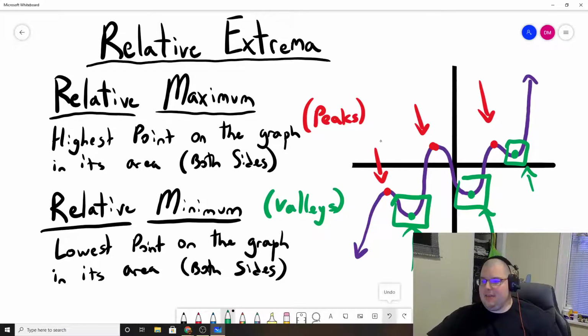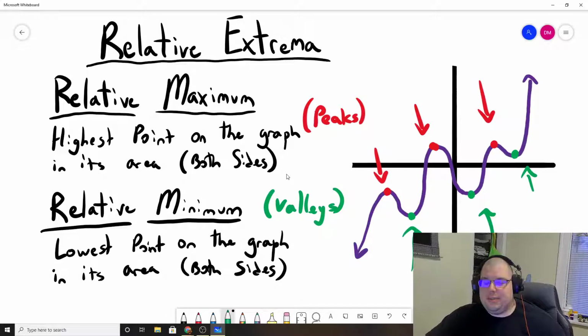And again, if we look over here on the left side or over here on the right side, there's still points lower than it as we look to the left, so none of those points count as relative minimums, since there's always a point immediately next to it that is slightly lower.